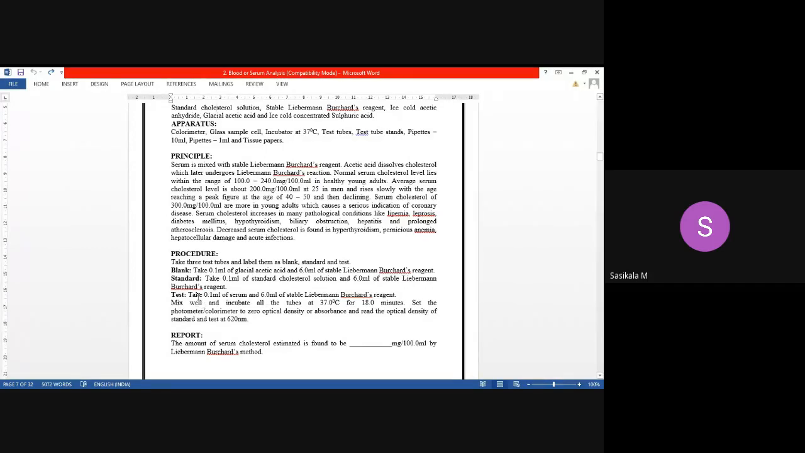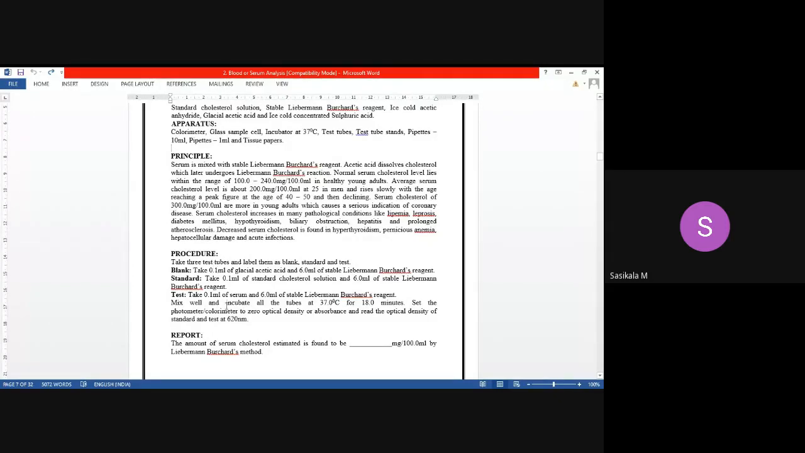For the standard preparation, I will give you the details in the reagents preparation column, so you will know how to prepare the standard cholesterol solution. From that, 0.1 ml standard cholesterol solution is taken. Then in the test tube, you add 0.1 ml serum. Serum has an unknown concentration of cholesterol, which you are going to determine. Whereas in standard, you know how much cholesterol concentration you have taken in 0.1 ml.